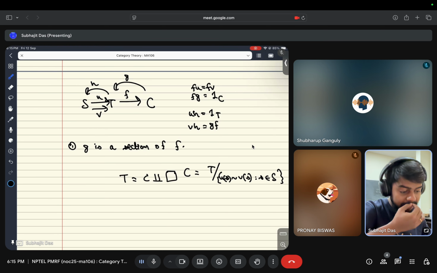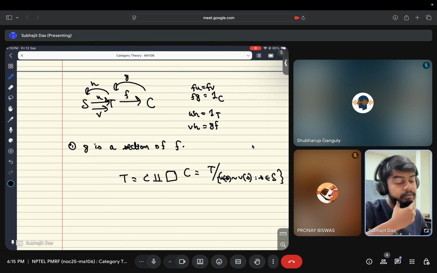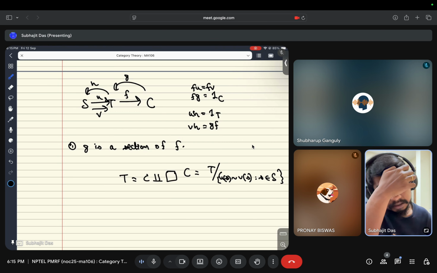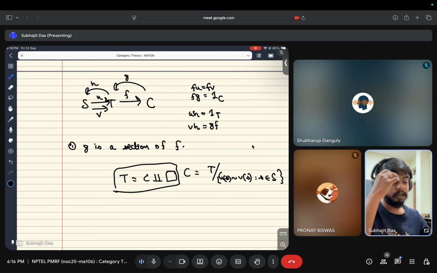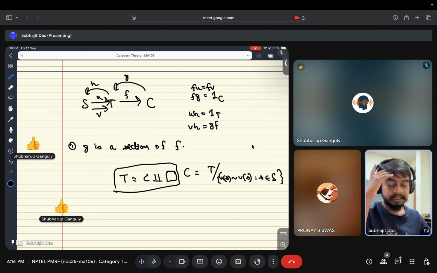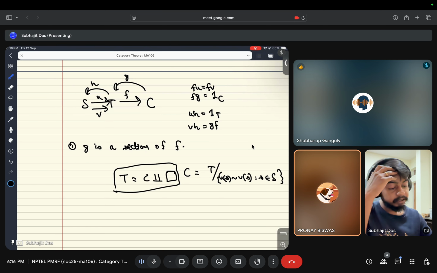So what am I claiming right now? There should be something more than just this, but a priori, necessarily this should hold: that T should be C coproduct something. In other words, C should be a summand of T in the category of sets.